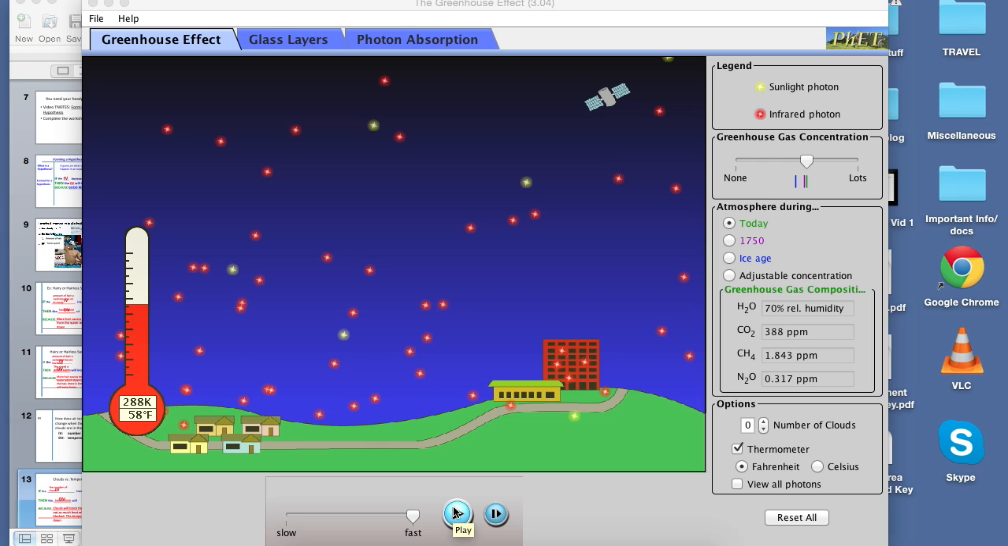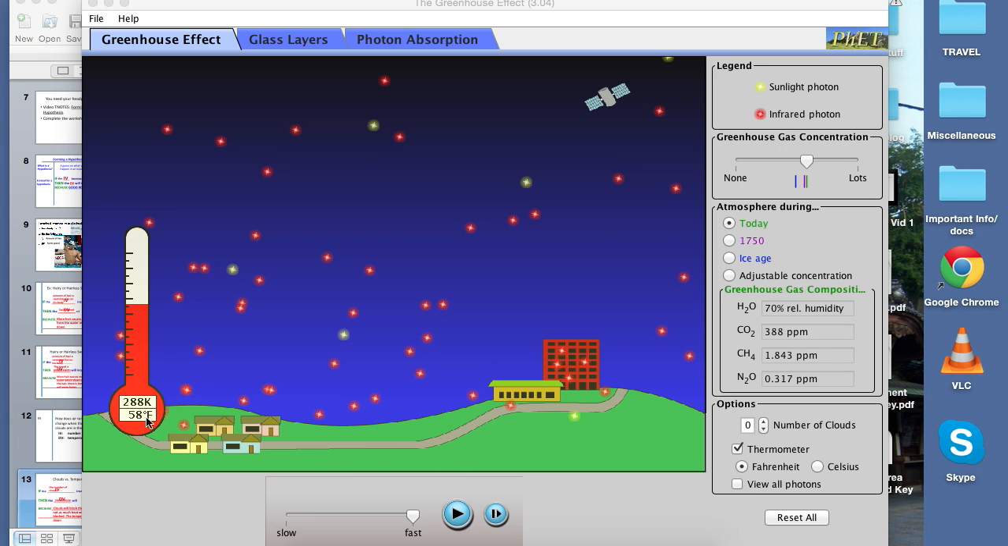So here is our simulation of the sky, and we're going to be taking the temperature of the air, and you're probably wondering what all these little red and yellow dots are. These are sunlight photons and infrared photons. Each of these carries some amount of heat that comes from the sun. So what we have right now is about 58 degrees Fahrenheit.